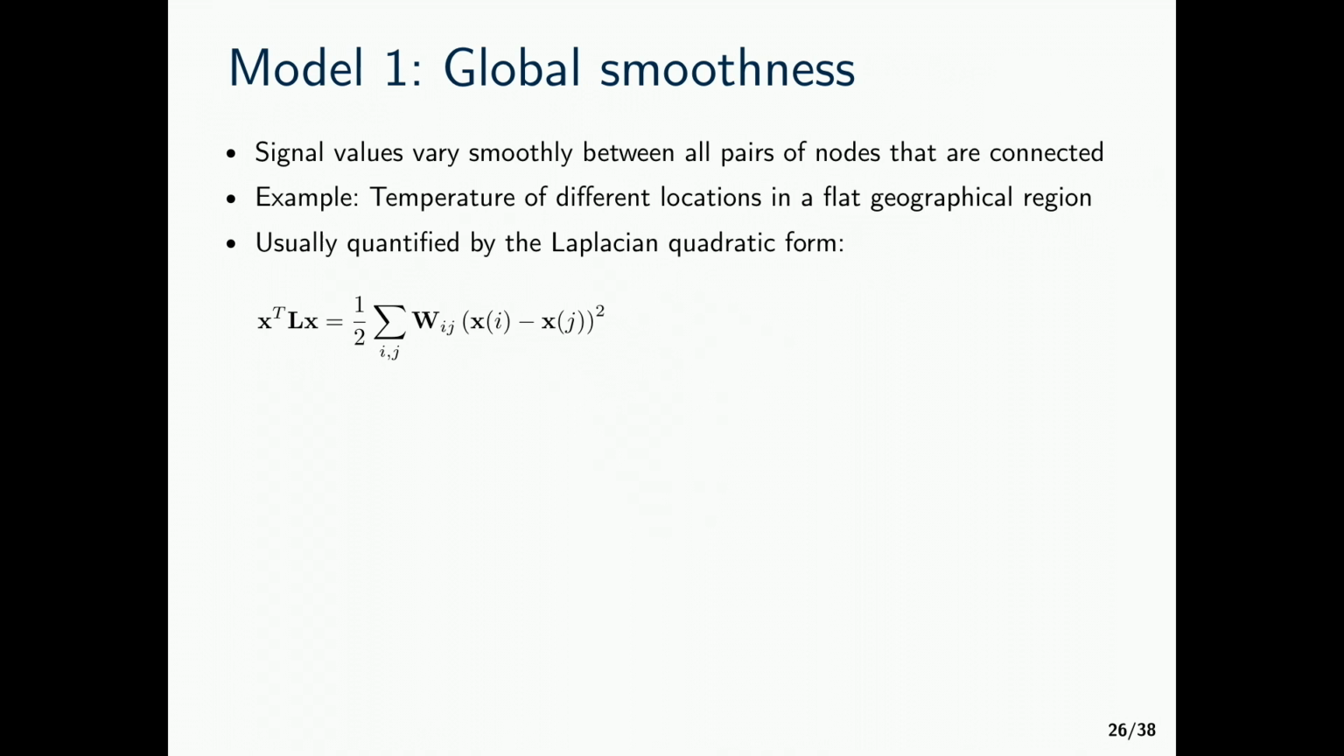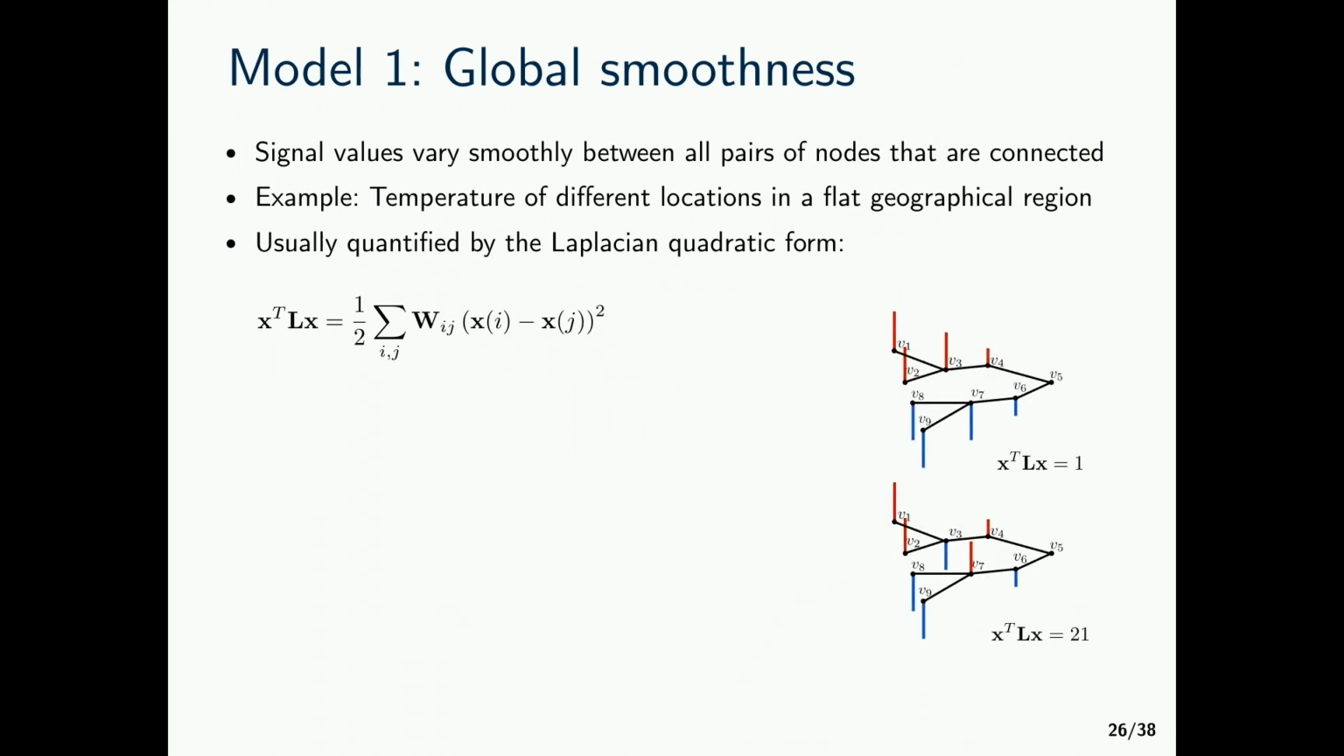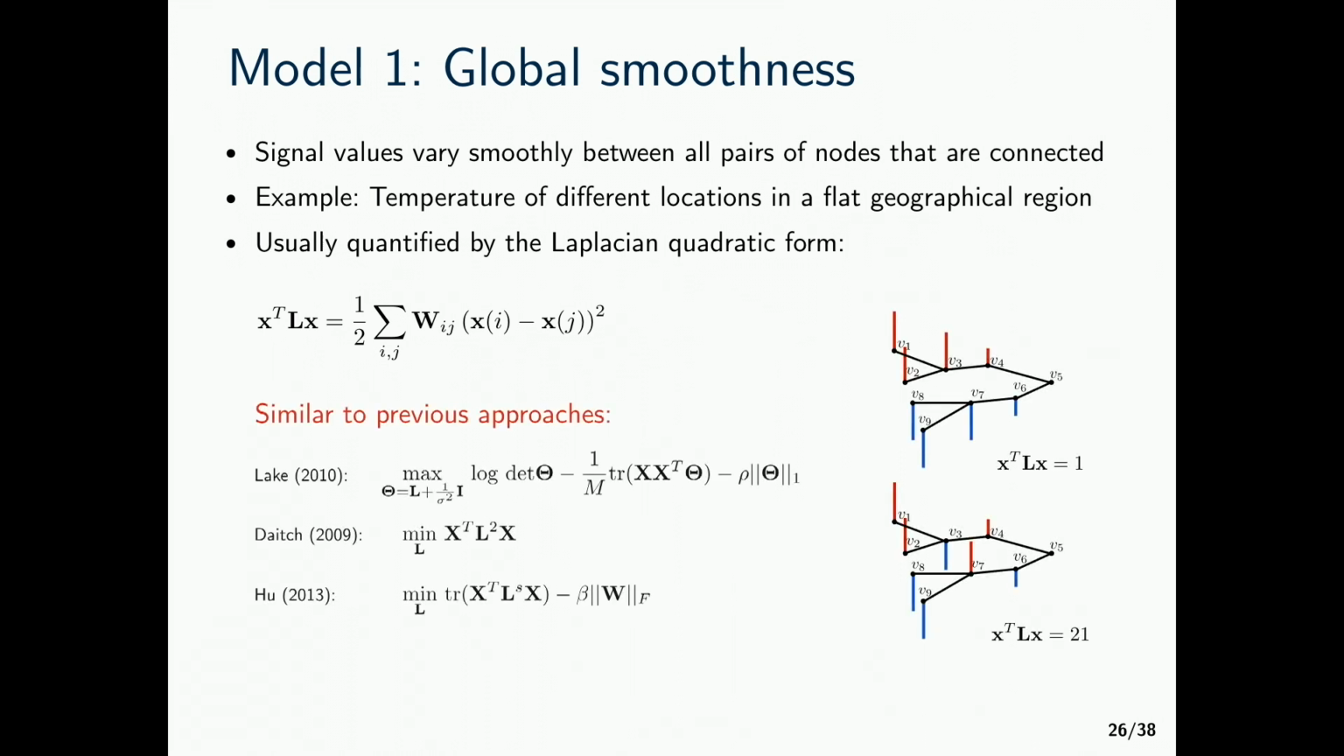The first one will be global smoothness. I told you before that usually we are interested in learning a graph such that the resulting signals are smooth. We'll go quickly. This is also the criterion in a few previous approaches, where people minimize this Laplacian quadratic, because that's also a measure of smoothness.